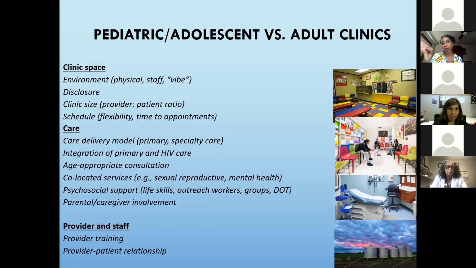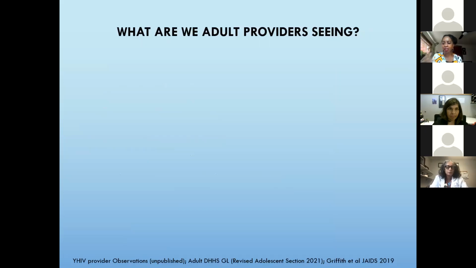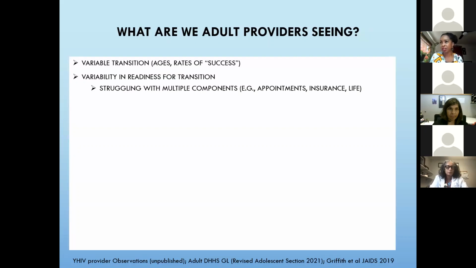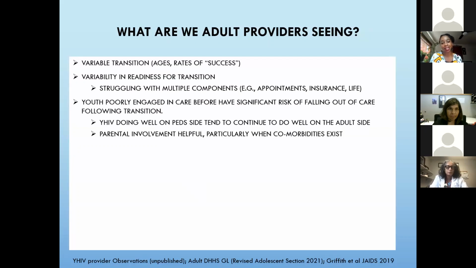the adult clinic, not talking to the peds clinic, et cetera. And again, alluding to the need to break those silos and combine those silos. So wearing my adult hat, you can say, am I and other adult providers seeing this for our youth that come across? It's a variable transition, with different ages and rates of success, variability in readiness to go from the pediatric to adult side, youth poorly engaged in pediatric care, being poorly carried in care on the adult side, parental involvement helpful, but not always encouraged or done on the adult side.